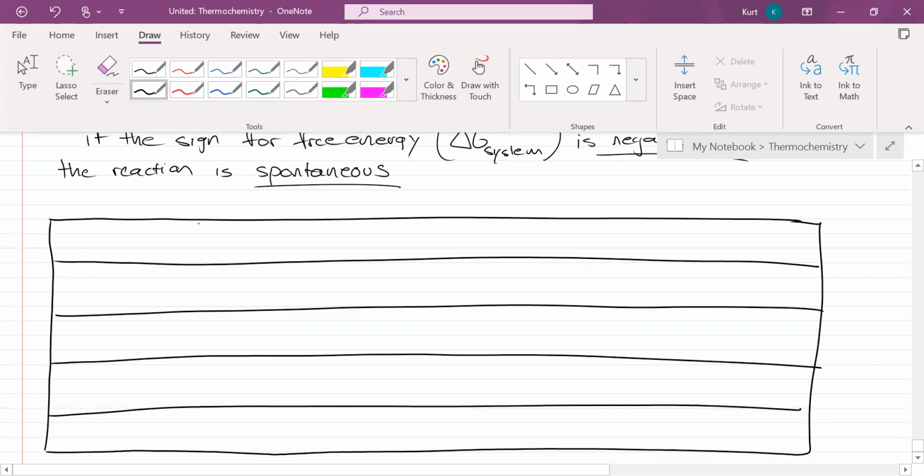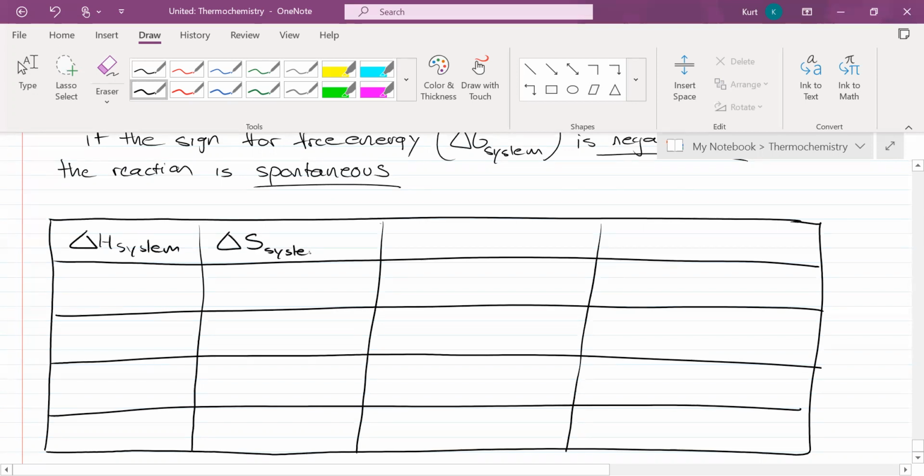And you're going to need 4 columns. All right. First row is going to have delta H, delta S, delta G, and then the reaction spontaneity. Is it going to be spontaneous or non-spontaneous? Or under what conditions would it be one or the other?